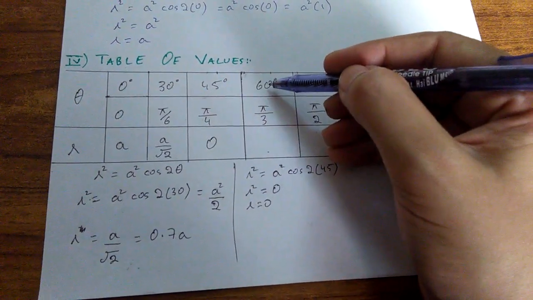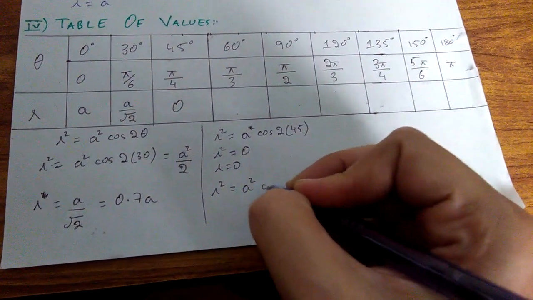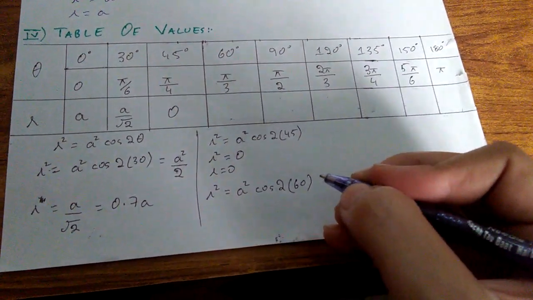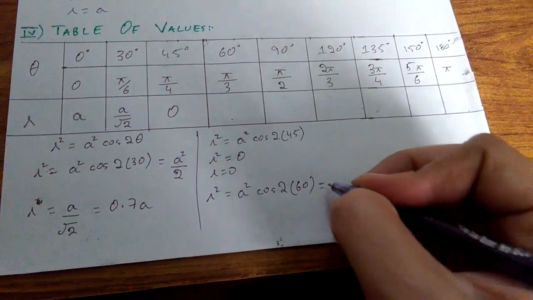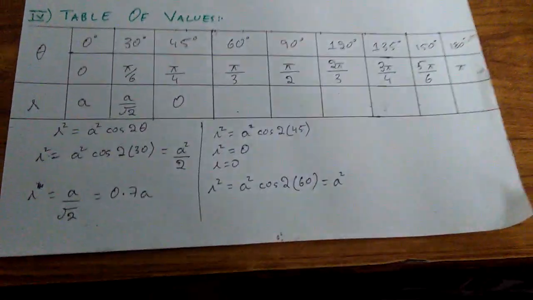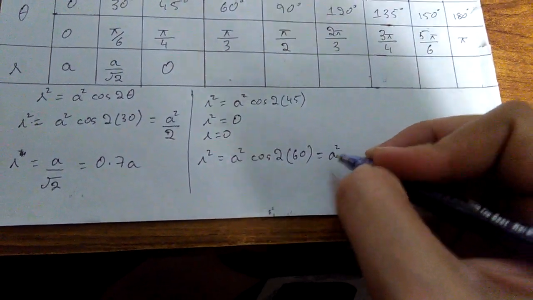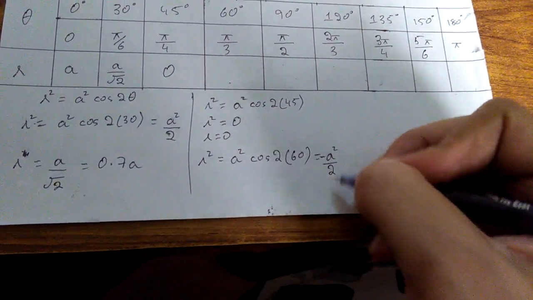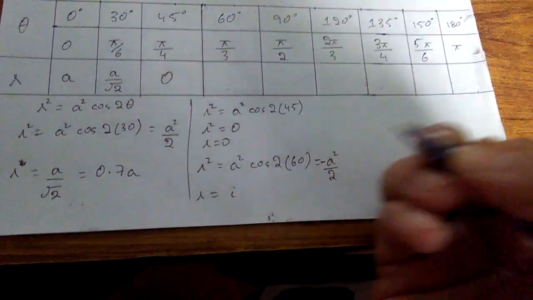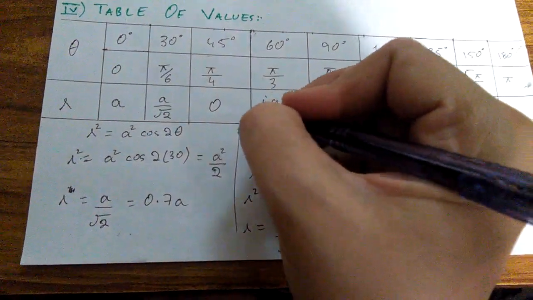Okay, now as far as 60 is concerned, if we just insert 60, twice of 60 is 120, and cosine of 120 is what? It is, I think, negative half. So it becomes minus a square upon 2. As you're having a negative thing, take a square root. So it is going to give you an imaginary value like this. Okay, so that's what you're writing here.